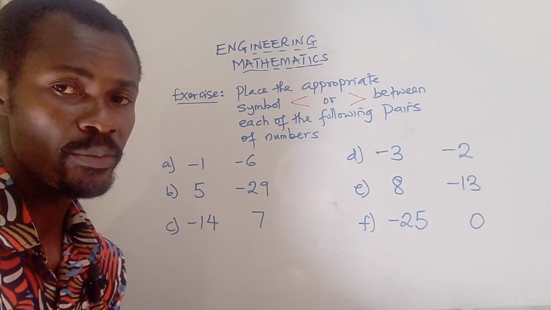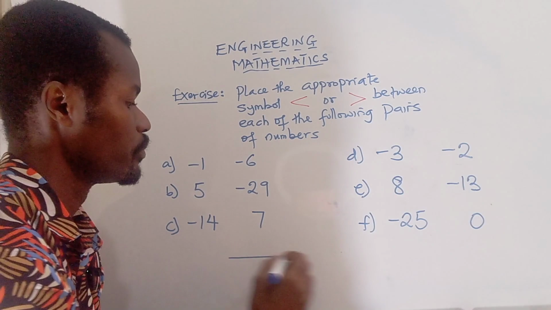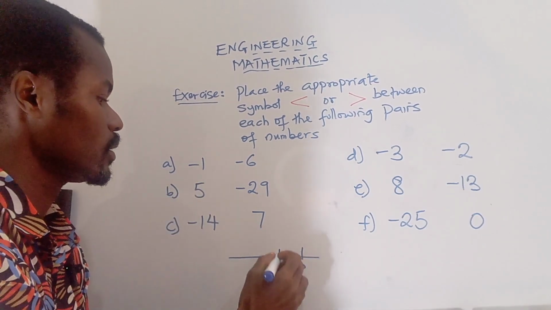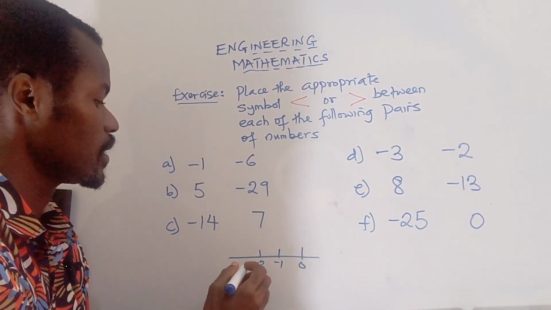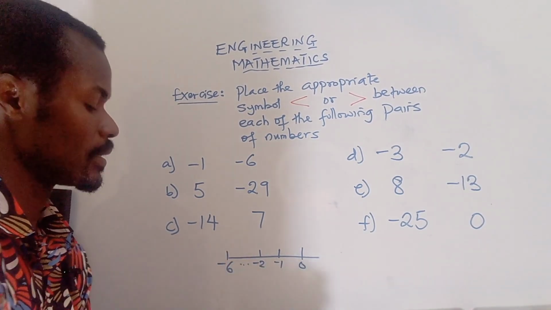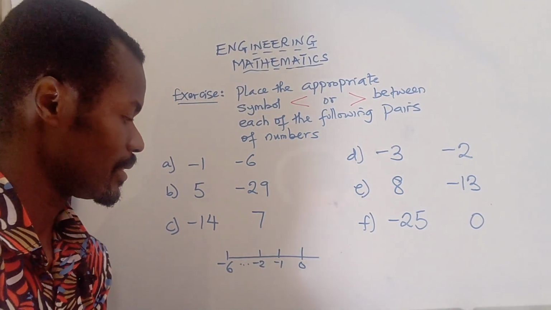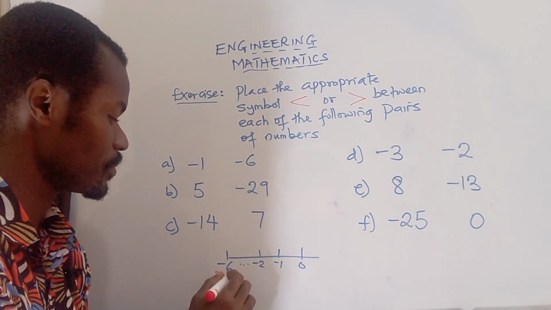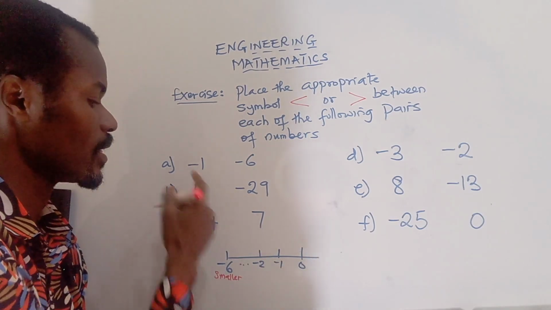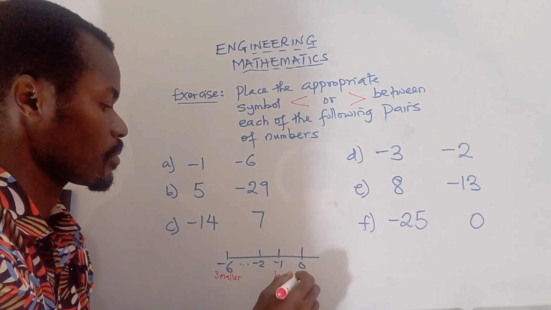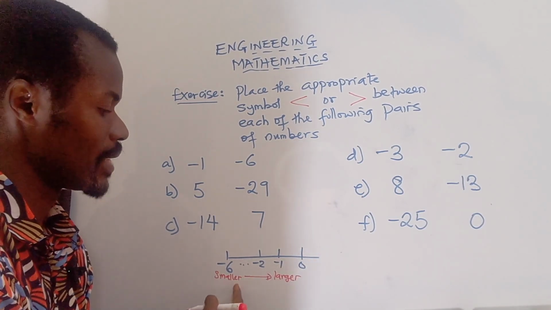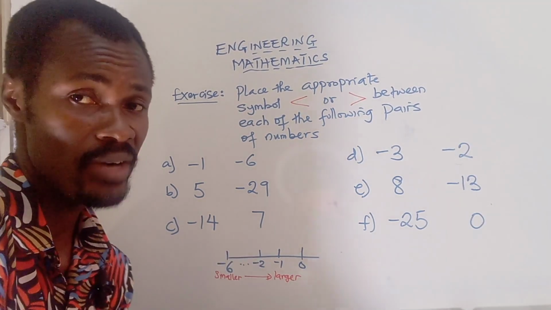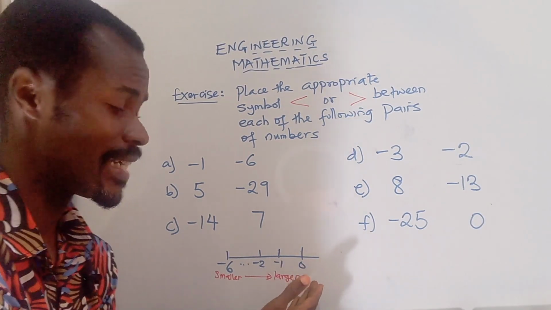Now, let me quickly represent these numbers briefly. So we have our 0 point, now -1, -2, and it comes all the way down to -6. Now I've represented this. Remember what we did in our first video. So this is smaller, and this is larger, because we are moving from smaller to larger. Numbers to the left are always smaller than numbers to the right, and numbers to the right are larger than numbers to the left.